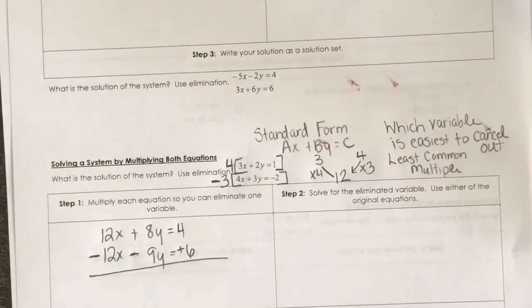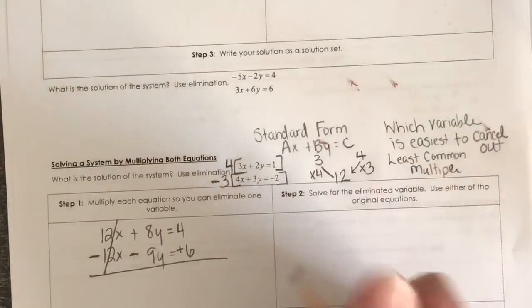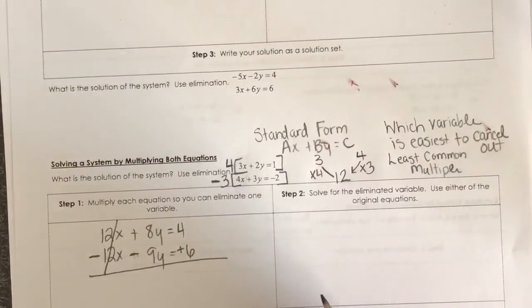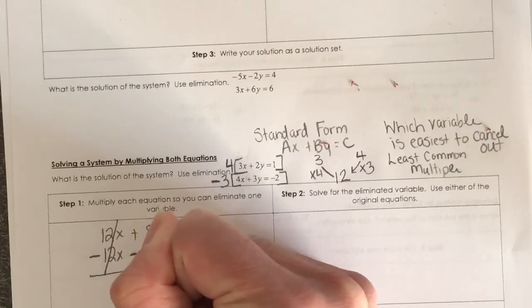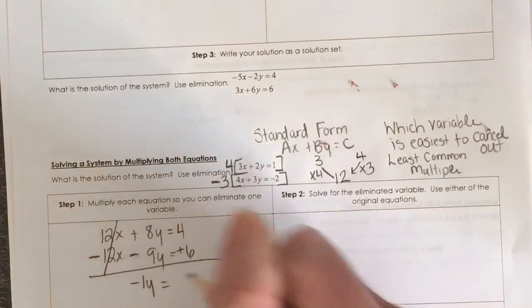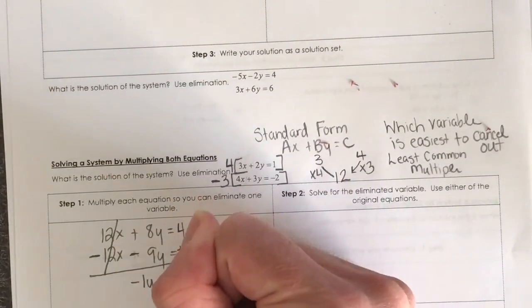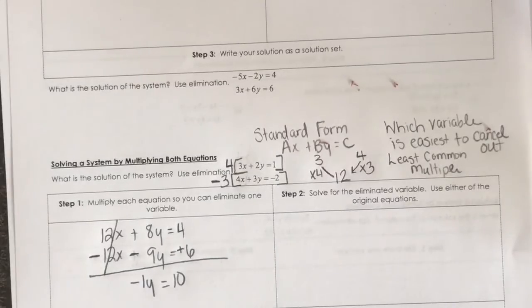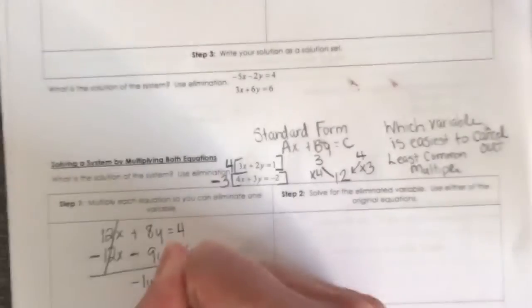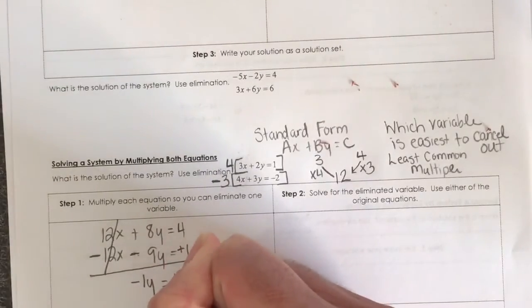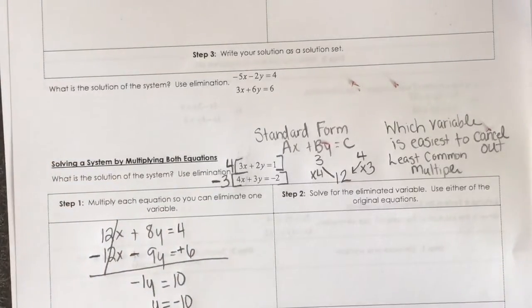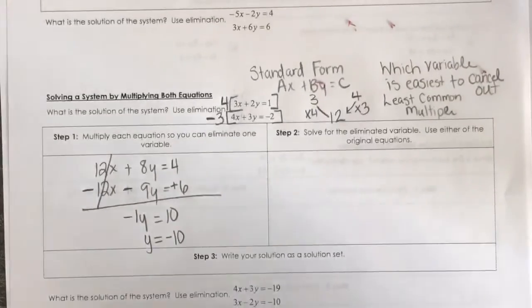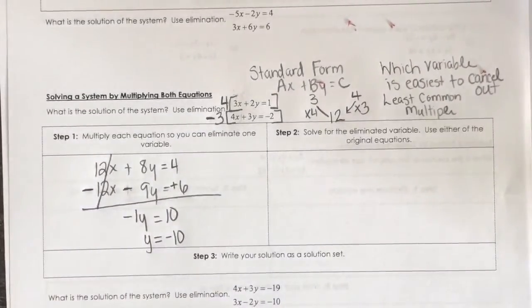Okay, so I'm ready to eliminate. So we're going to add what we have. My x's cancel out. 8y and negative 9y adds to negative 1y. 6 and 4 adds to 10. So now I know that my y is equal to negative 10. All right, we're halfway there. So the second step is now find x.